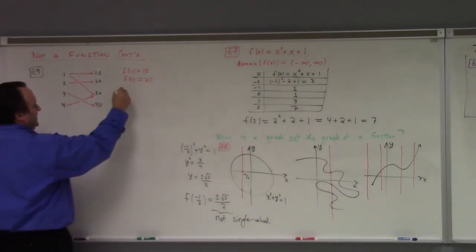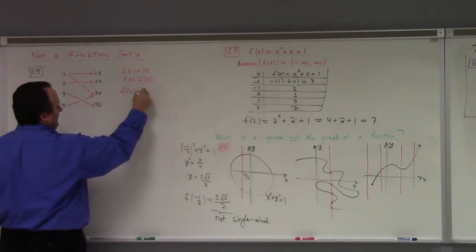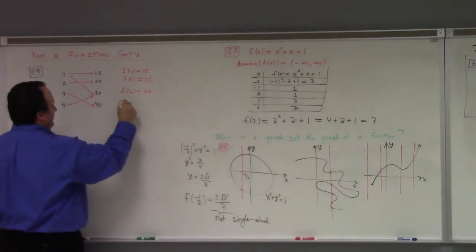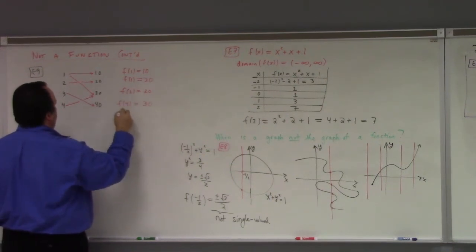F of 2 would be 20. From this picture, f of 4 would be 30. F of, and so forth.